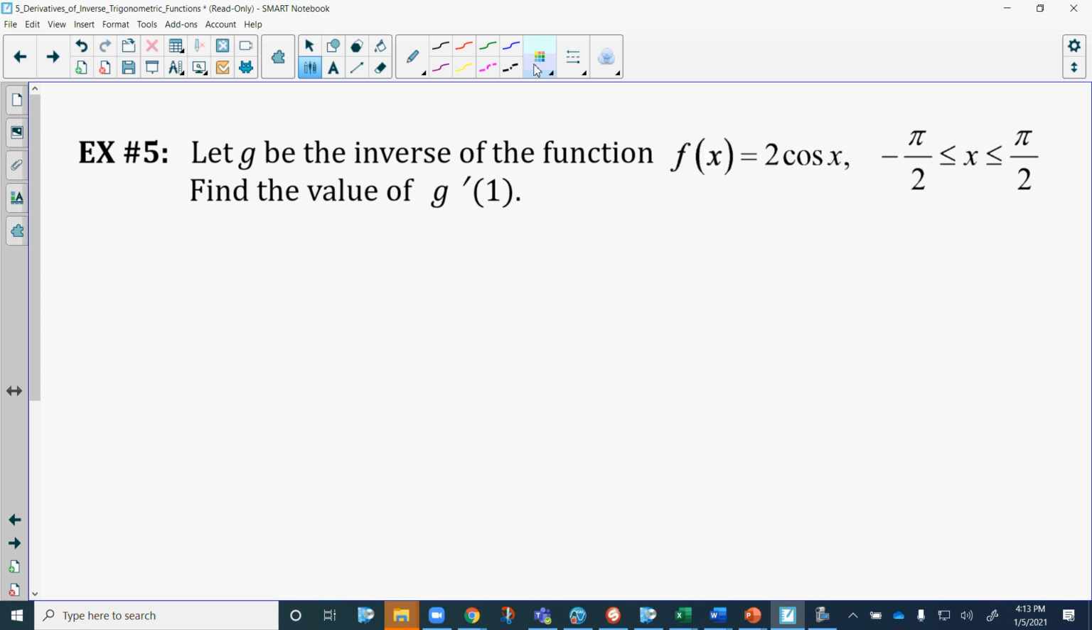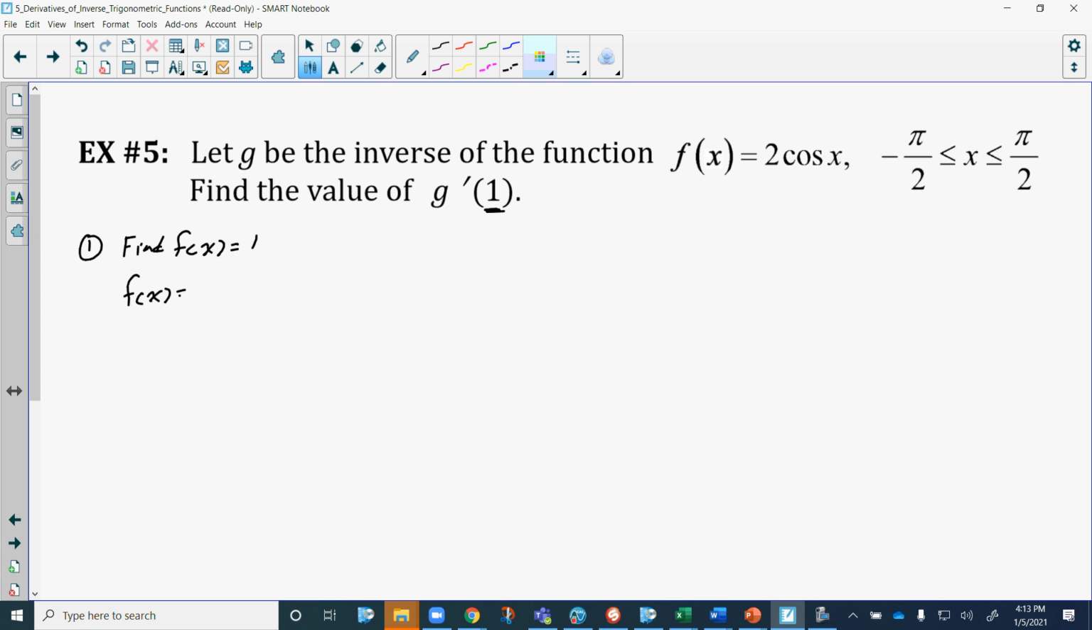So the first thing I'm going to look at here, based on what they're telling me in the problem, is I want to find when f of x is equal to 1. So that's the first thing I'm going to do. Find when f of x is equal to 1. So let's set it up.